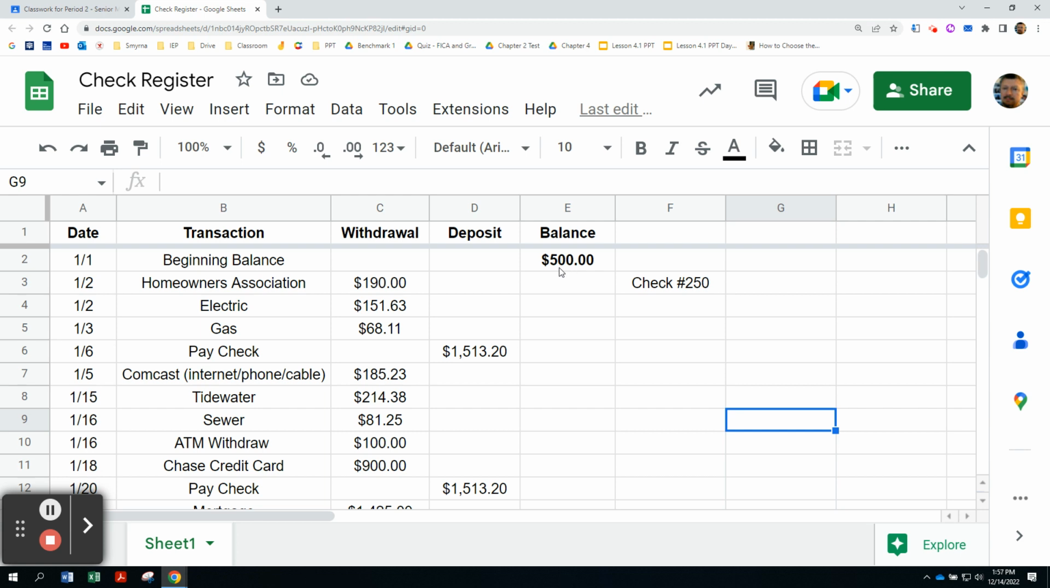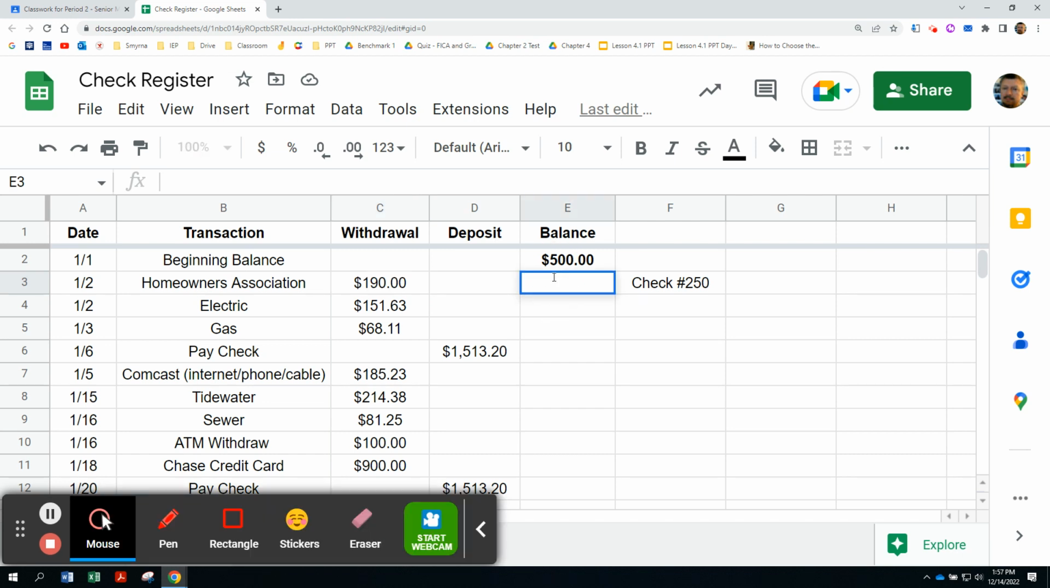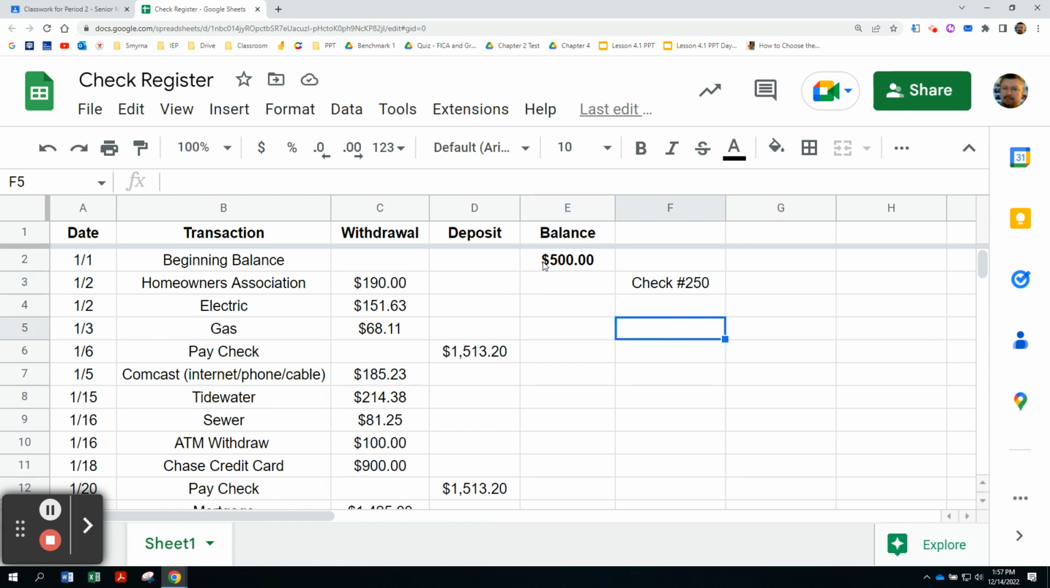Here's where the magic comes in. Now we know we had $500, and the withdrawal, that's taking money out of our account. We're going to subtract 190, right? You can break out your calculator. You can write that number in here. But why do that when Google Sheets will do it for you? So here's what we're going to do. We're going to click in this cell here, and we're going to put equals.